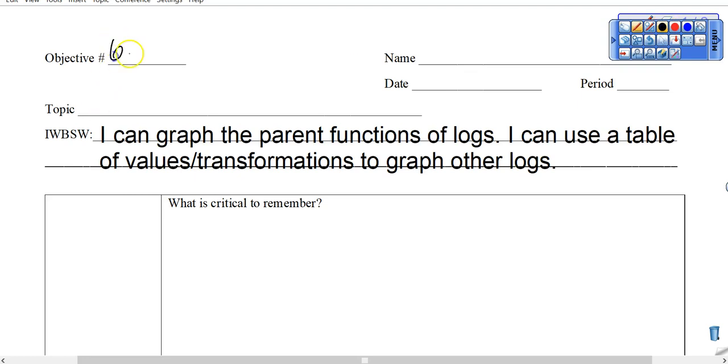All right, guys, so today we're working on Objective 6.3c. We're going to finish up just our basic logarithms with graphing. Logarithms.